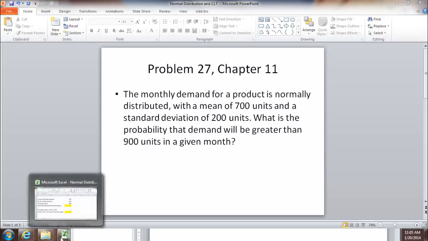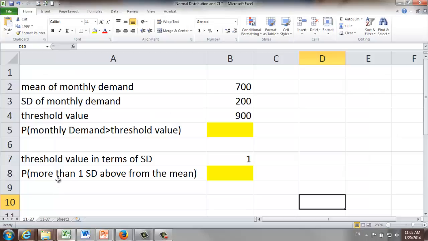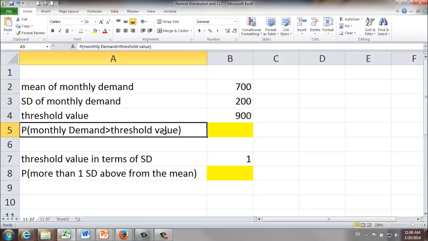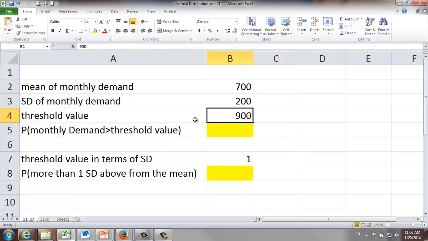Now I'm going to switch to my Excel file. I'm using the 2010 version of Excel. In the first step, I collect some basic information from the problem. First of all, we know the mean of monthly demand is 700, the standard deviation of monthly demand is 200, and the threshold value is 900. We're looking for the probability that monthly demand is greater than the threshold value of 900 units.